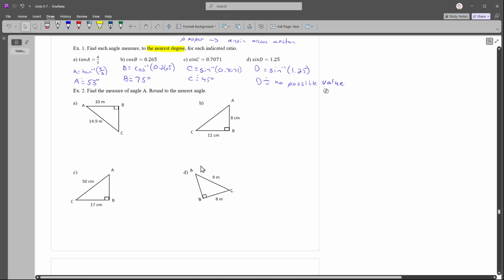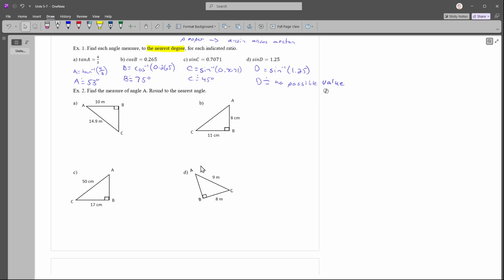Now we're actually going to do it on some triangles. Find the measure of angle A and round to the nearest degree. Is it always going to be angle A in every question we ever do? No, but it is in these examples because it just makes the question asking easier. So we're trying to find angle A here, here, here, and here.